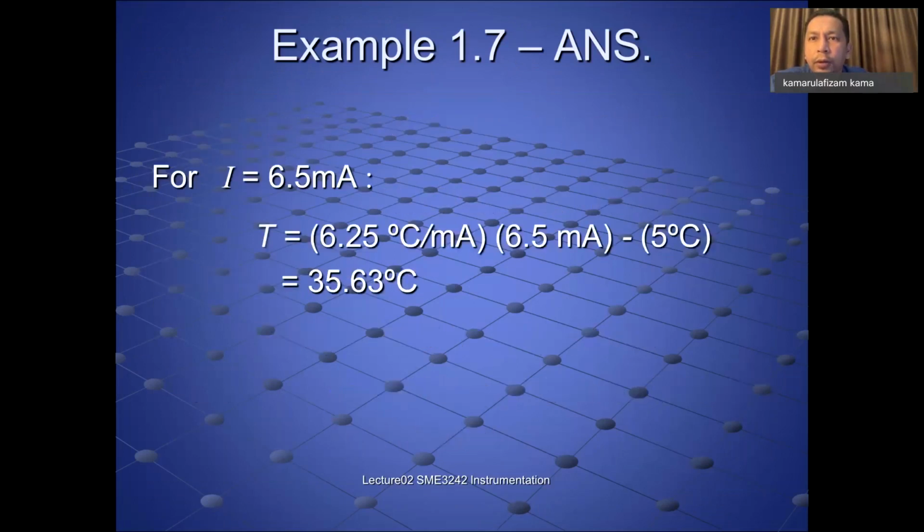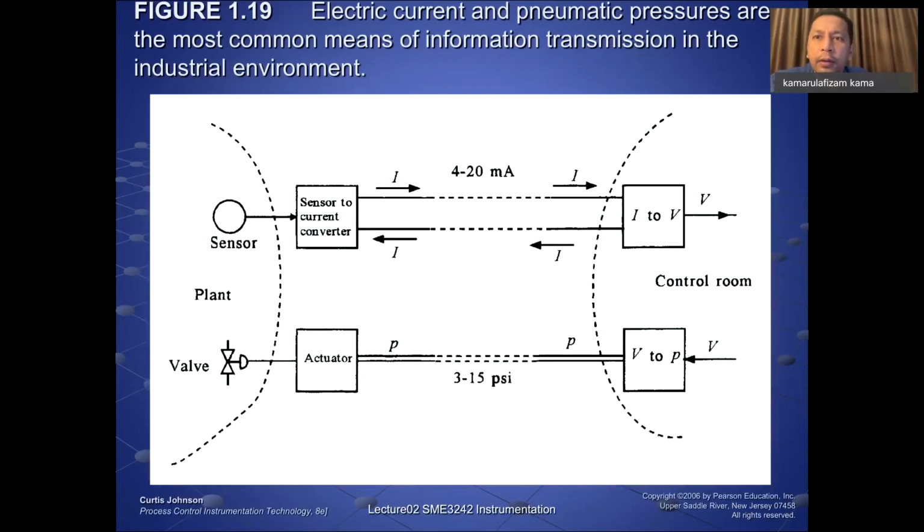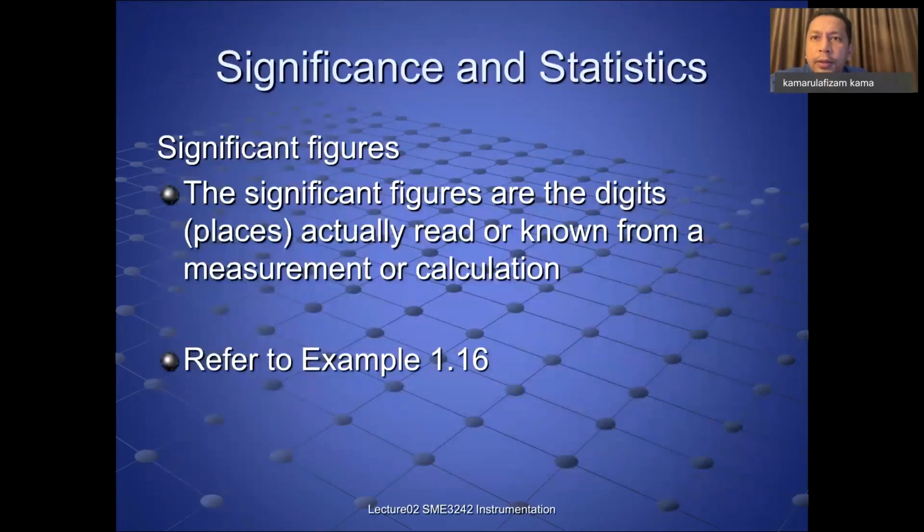Okay, after this we are going to look at the slides on data analysis, significance and characteristics. Just now we were looking at the very basics of instrumentation systems, analog and digital. We looked at the transfer function, and now we are looking at significance and statistics.